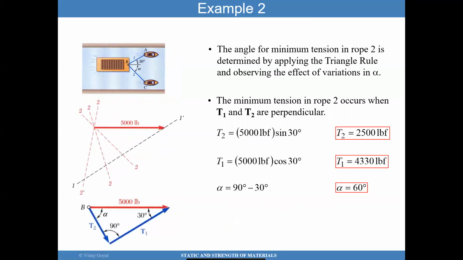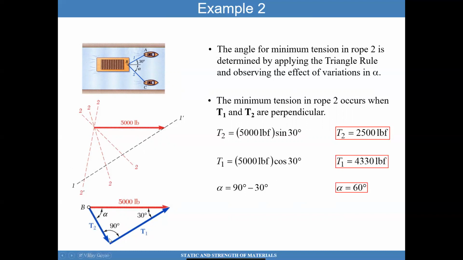I can now determine the minimum tension in rope 2 by being smart about it. So if this is my resultant of 5,000 pounds, for rope 2 I can look at which one gives me the lowest distance, connecting lines 1 and 1 prime. So this line here is the one from BA, and I'm looking at which one gives me the shortest distance, and you can see it's the one that's perpendicular. Everything else will be longer. So therefore this has to be perpendicular.